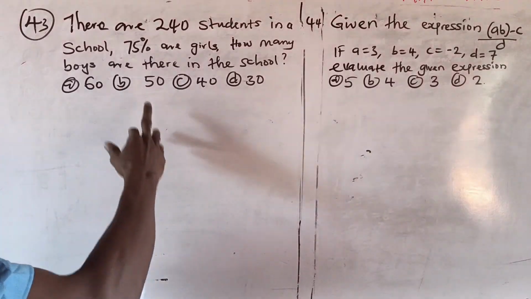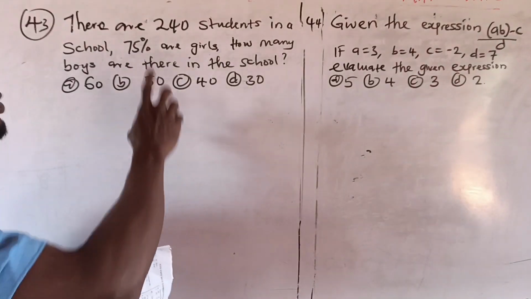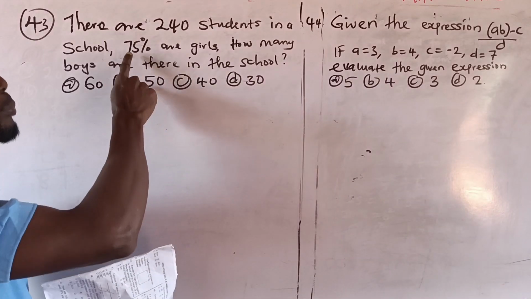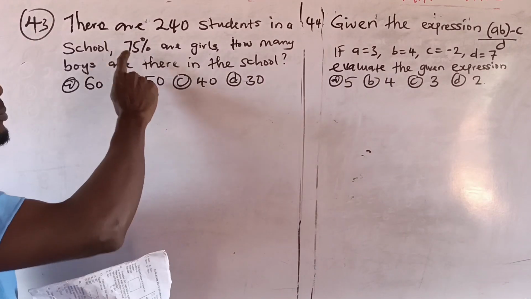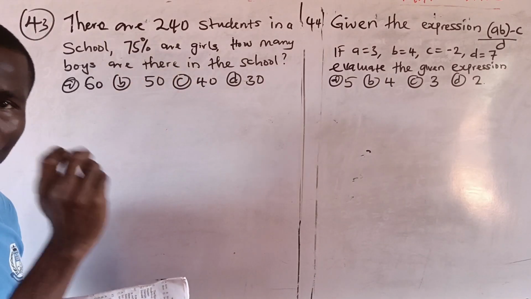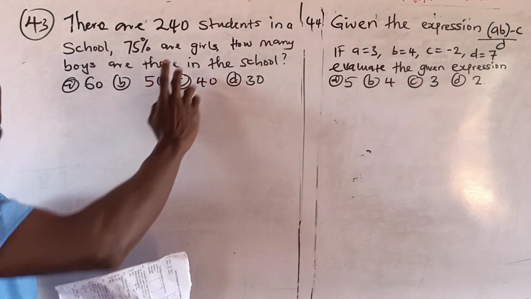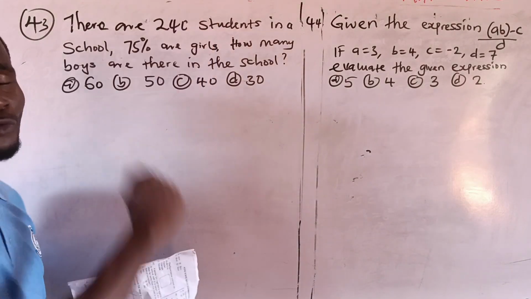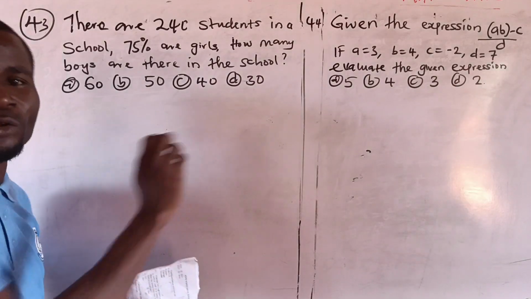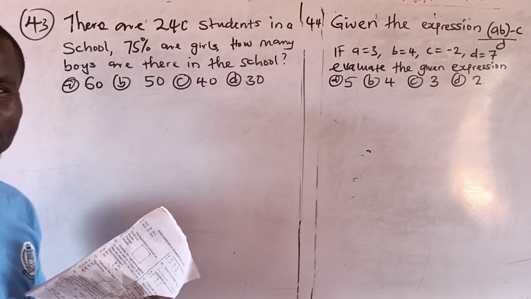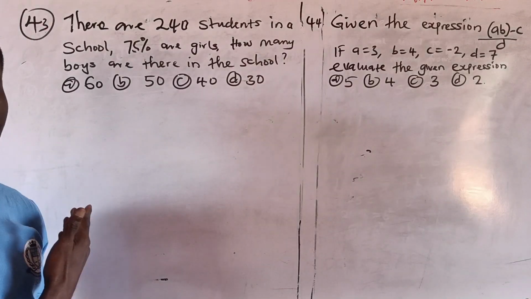So to know the number of boys, what do we do? We are going to multiply the total number of students by the percentage in order to know the number of girls. Once we know the number of girls, then we subtract it from the total number of students. From there, we can know the remaining figure is for the boys. Do you understand?